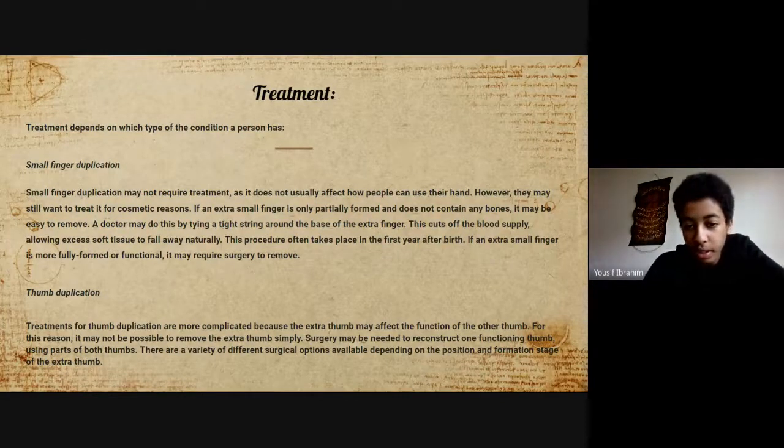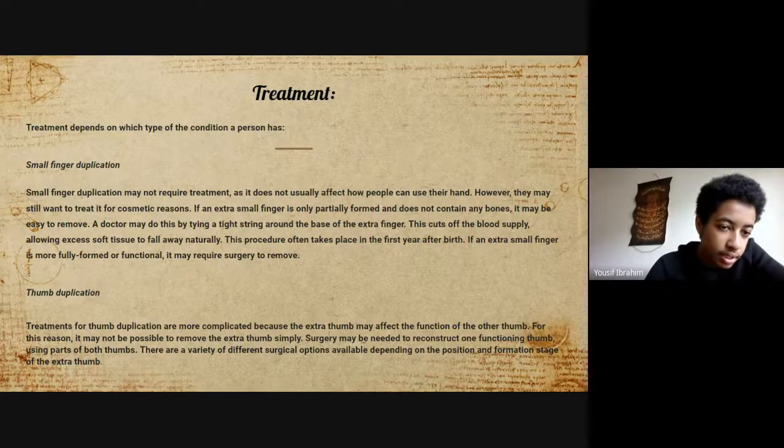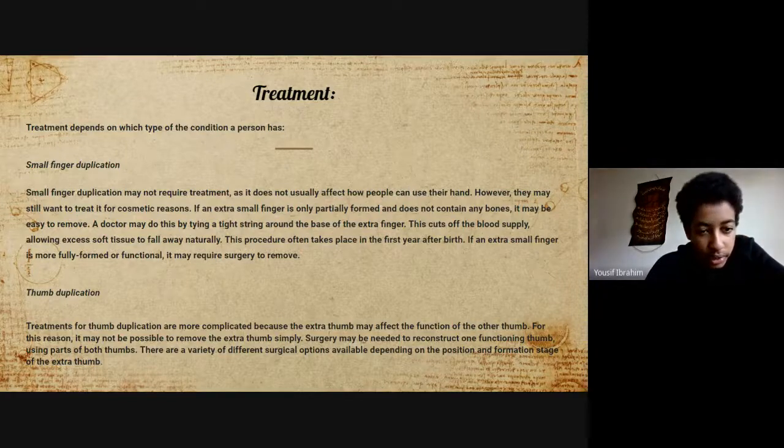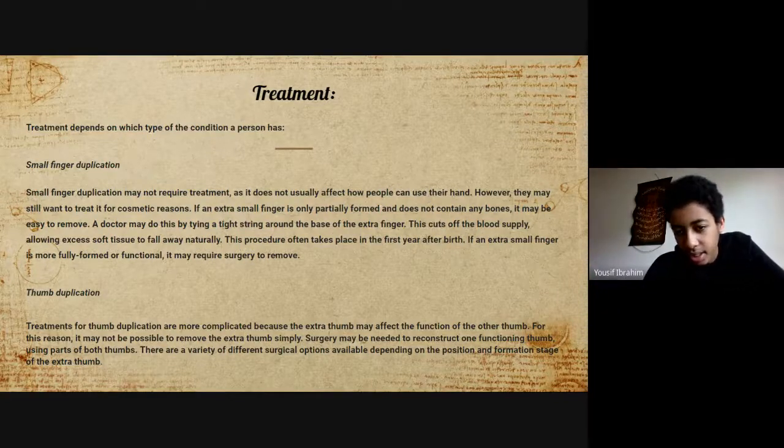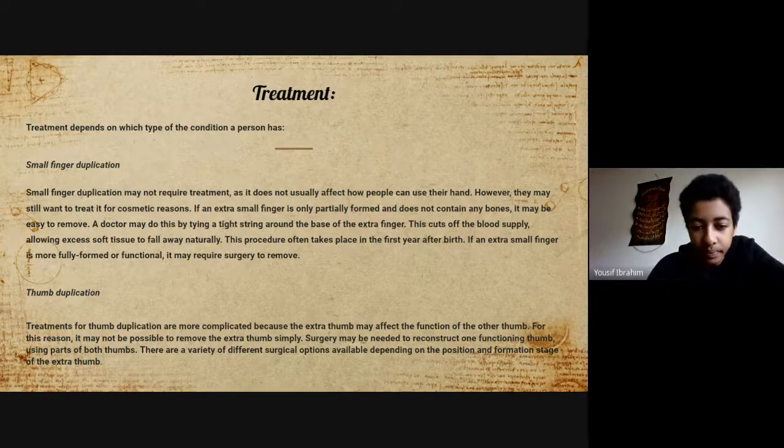If an extra small finger is only partially formed and it does not contain any bone, it may be easily removed. However, it's usually just for cosmetic reasons. To remove the small finger duplication, a doctor may do this by tying a tight string around the base of the finger. This cuts off the blood supply, allowing excess soft tissue to fall away naturally. This procedure often takes place in the first year after birth. If an extra small finger is more fully formed or functional, it may require surgical removal.